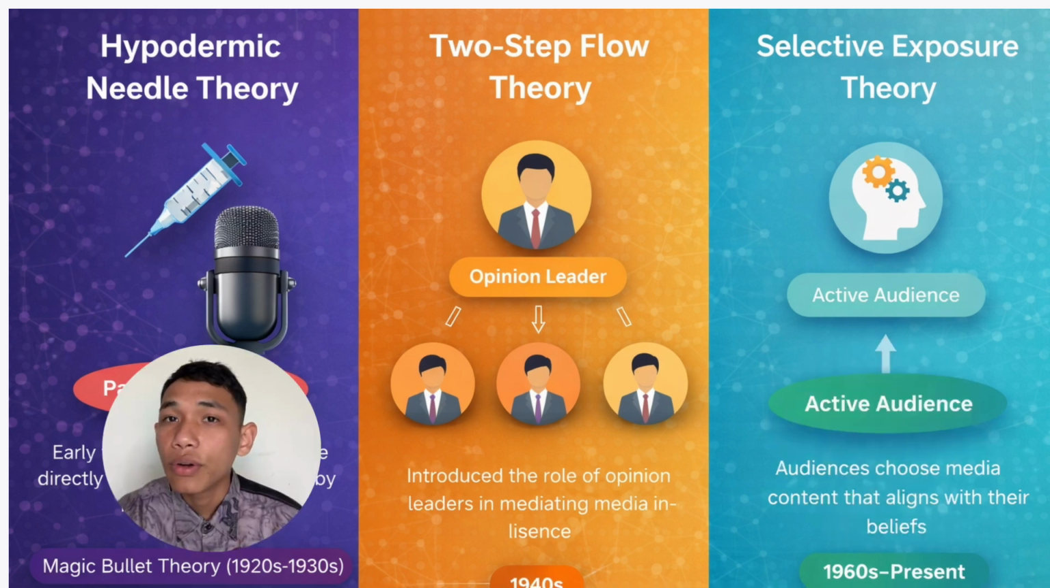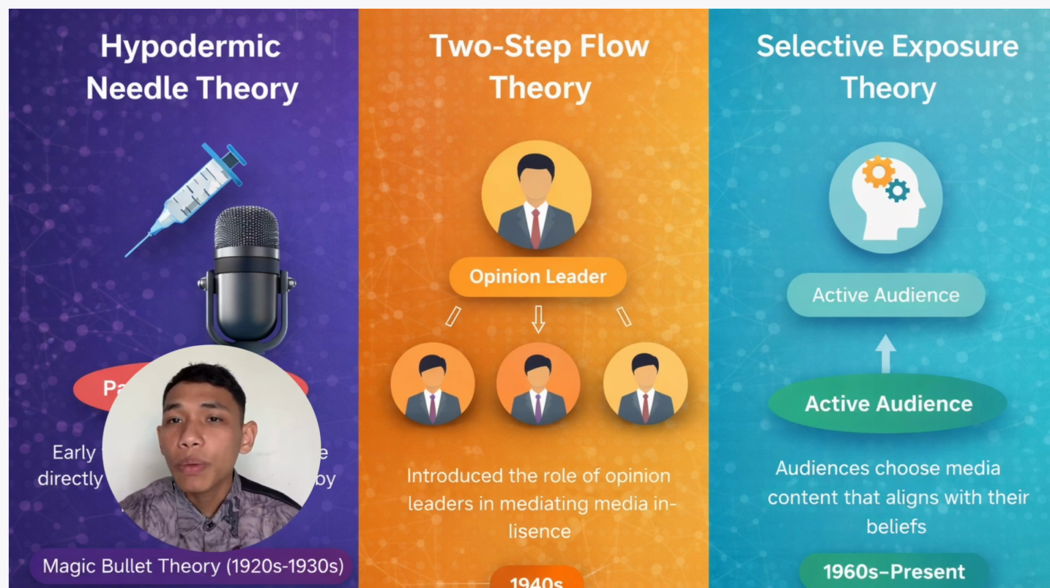The two-step flow theory. The two-step flow theory was introduced by Paul Lazarsfeld and his colleagues in the 1940s based on studies of political communication. This theory argued that media effects are indirect. Media message first influence opinion leaders who are more exposed to media and more knowledgeable. These opinion leaders then influence others through interpersonal communication.